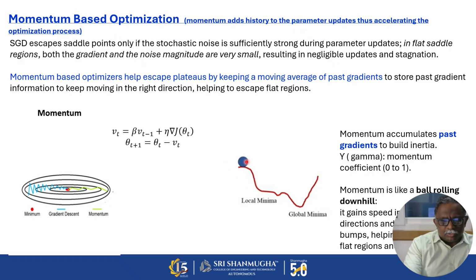Okay. So when you have the momentum, it doesn't care about small bumps. If you look at this, if you have a ball over here, while starting it gets accelerated, it gets momentum, and it doesn't care about the small bumps, and it reaches the global minima. Okay, so that is the advantage of momentum based optimization.